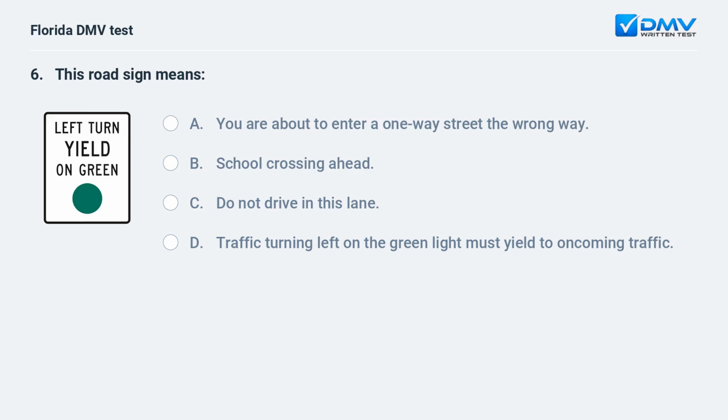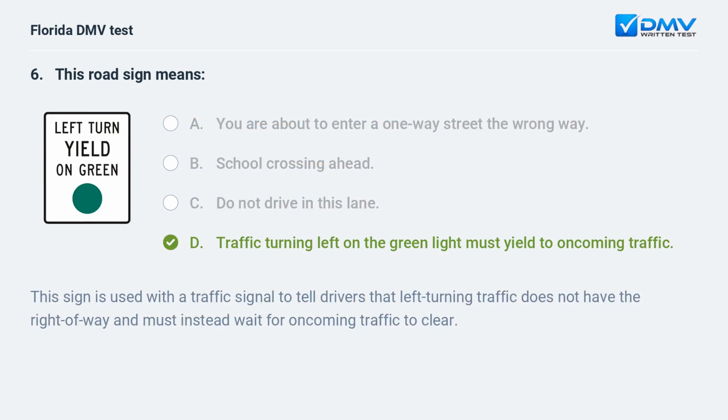This road sign means A. You are about to enter a one-way street the wrong way. B. School crossing ahead. C. Do not drive in this lane. D. Traffic turning left on the green light must yield to oncoming traffic. This sign is used with a traffic signal to tell drivers that left-turning traffic does not have the right of way and must instead wait for oncoming traffic to clear.